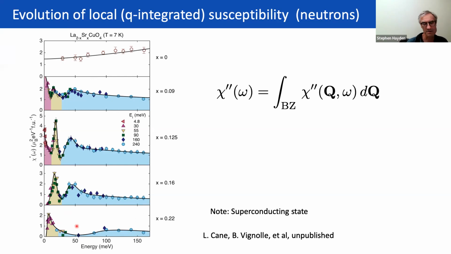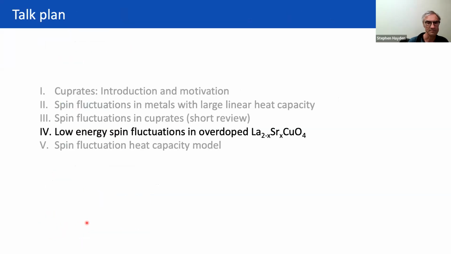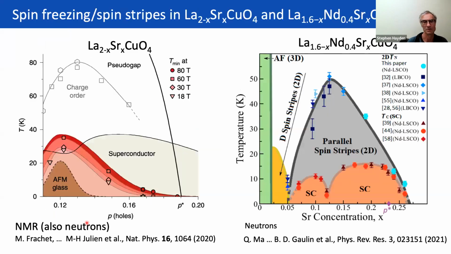Okay, that was kind of my introduction then. I basically wanted to finish up with saying that we're measuring the tail, if you like, that wags the dog. So there's a lot of spectral weight at higher energies, but this low energy part, which I'm going to talk about, is nevertheless interesting, I think. Okay, so let's go on to the low energy stuff.